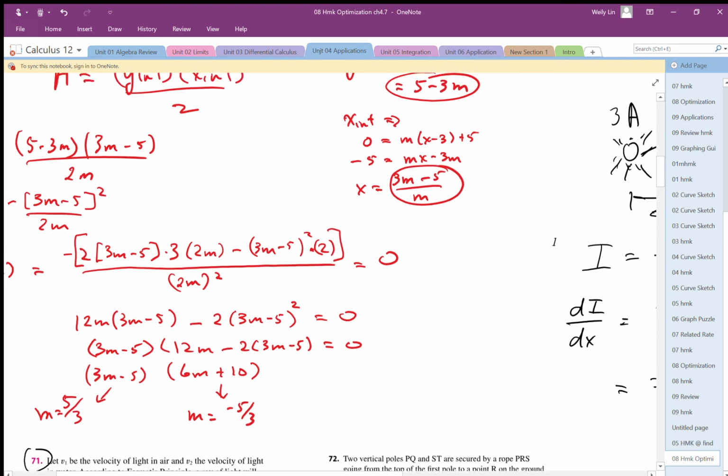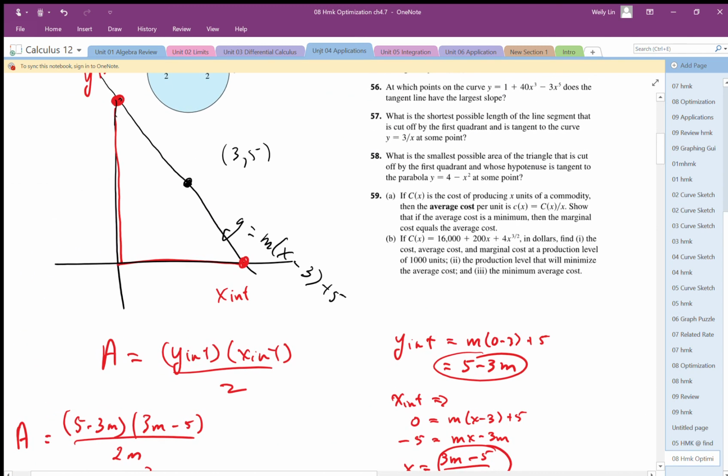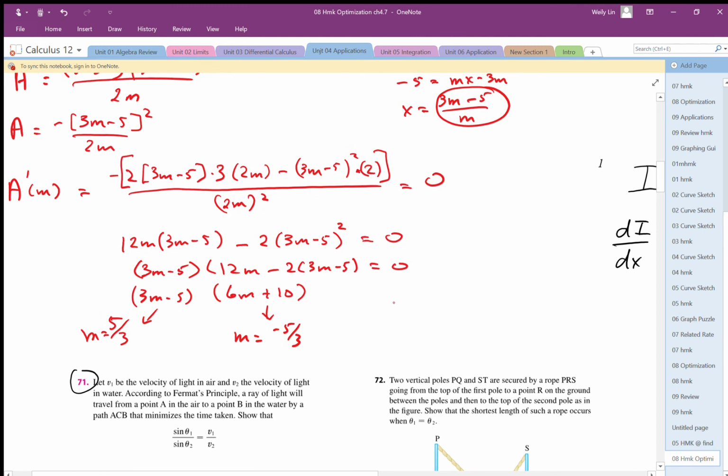Okay, so if I look at this problem, it's got to be the negative one because the positive slope is going to be going like this. Okay, so that's definitely going to be a negative slope. So the equation of the line is going to be y equals negative 5 over 3, times (x minus 3), plus 5.